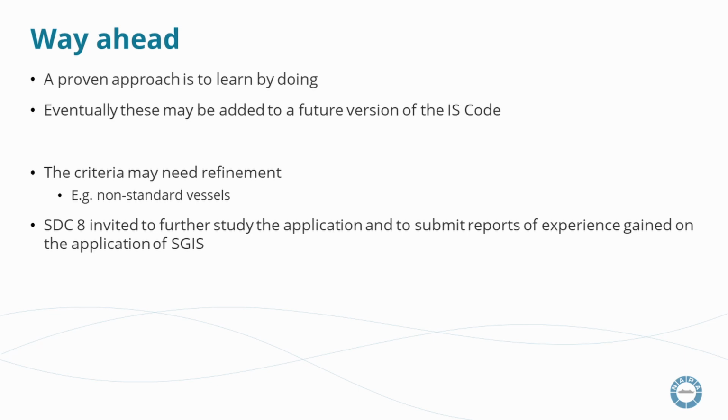What kind of design changes could improve the situation? And do these require changes to the design process, for example, when considering the required input? As these criteria eventually may go into the IS code, it is better to explore them now and gain the experience needed in advance. The criteria may also need refinement, for example regarding non-standard vessels. And SDC 8 also invited to further study and to submit experience gained on the application of the second generation intact stability criteria.